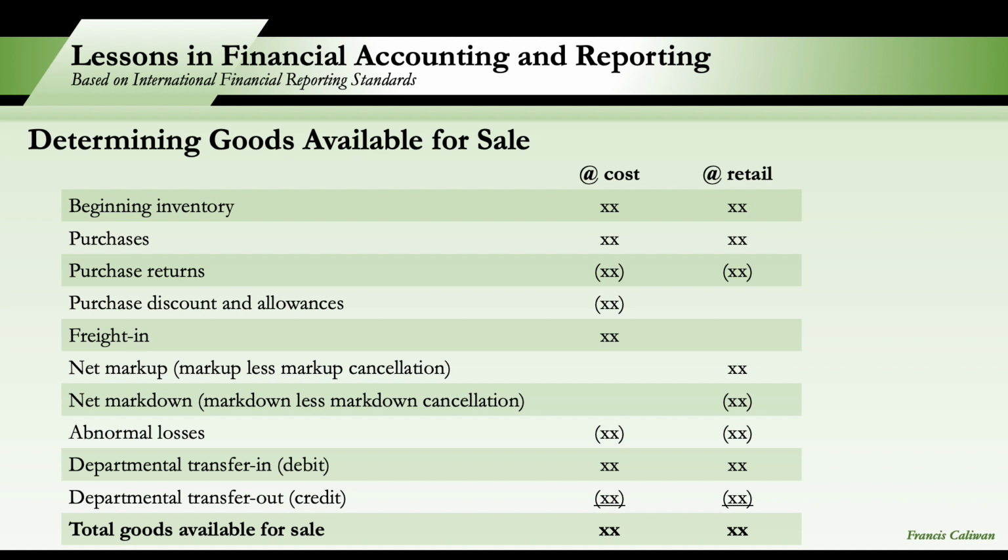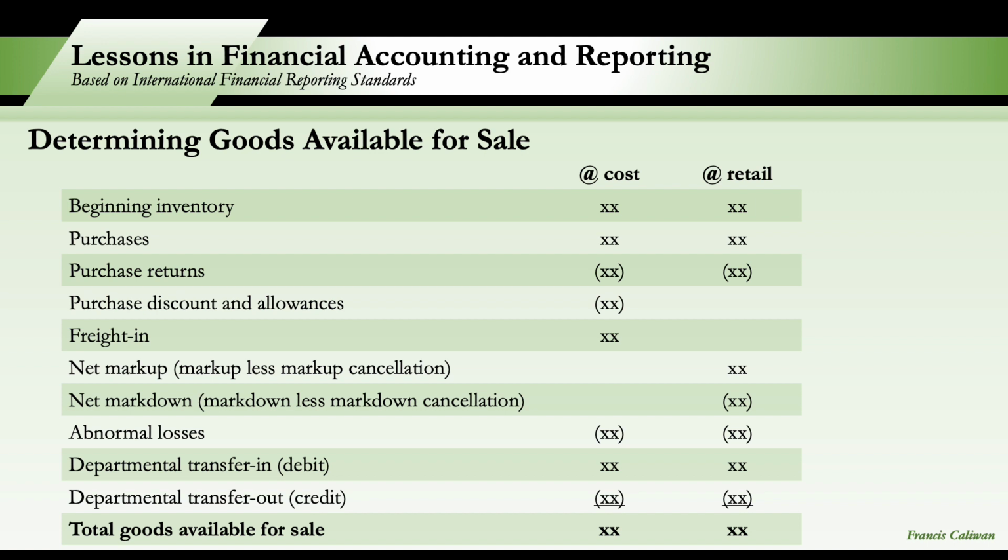Then purchase returns are deducted from both cost and retail, whereas purchase discounts and allowances are deducted only from purchases at cost. Freight in is added only to purchases at cost.